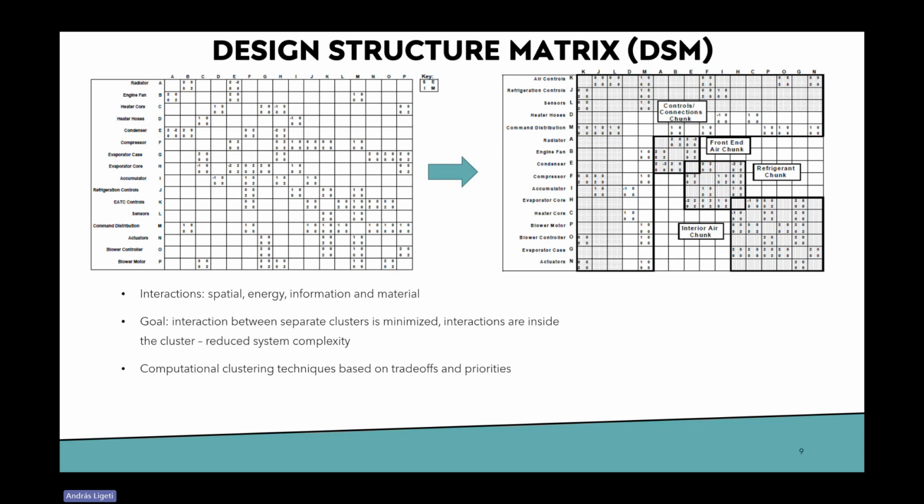And there are certain trade-offs that the algorithm has to consider. One example is that you can make a preference for information flow over material flow, because you can transfer information wirelessly, so that way you can simplify the interface between modules, but it is not possible to transfer materials wirelessly. So material flow can be a little bit more complex than information flow.